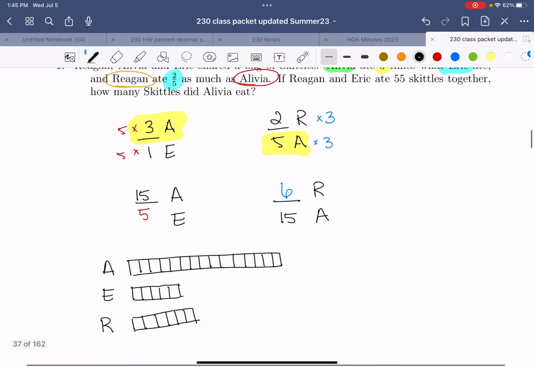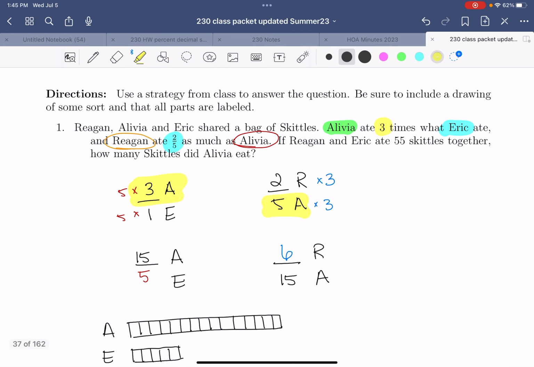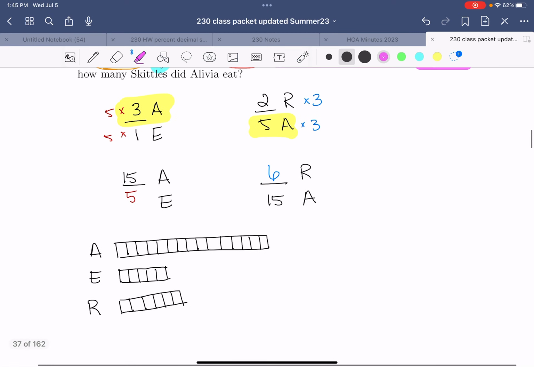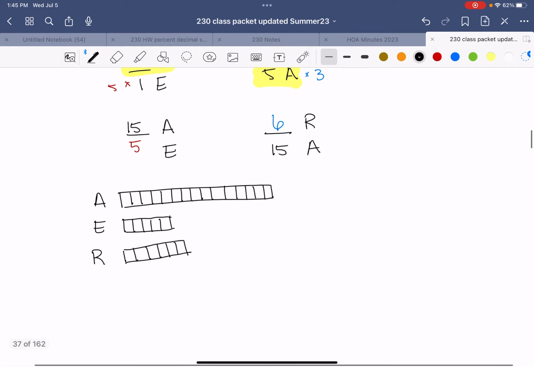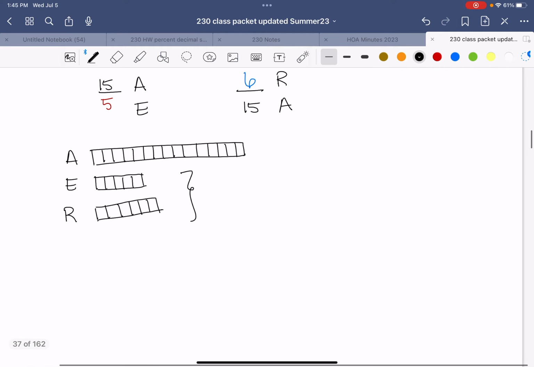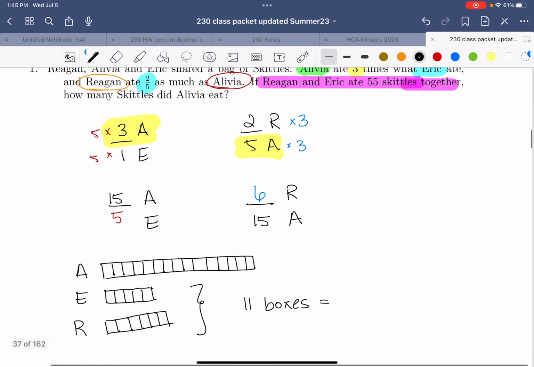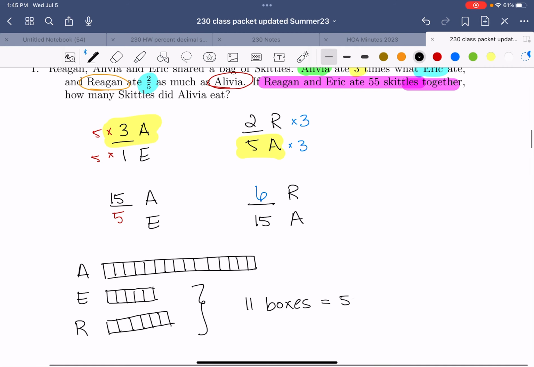From here, what I want to do is go to the question that they're asking me. In this case, the question is how many Skittles did Olivia eat? But given that Reagan and Eric ate 55 Skittles together, what I need to look at is what Eric and Reagan are together. So Eric and Reagan would be these two. And those two together give me 11 boxes if you count them all up. And they're telling me that that has to be 55 Skittles.